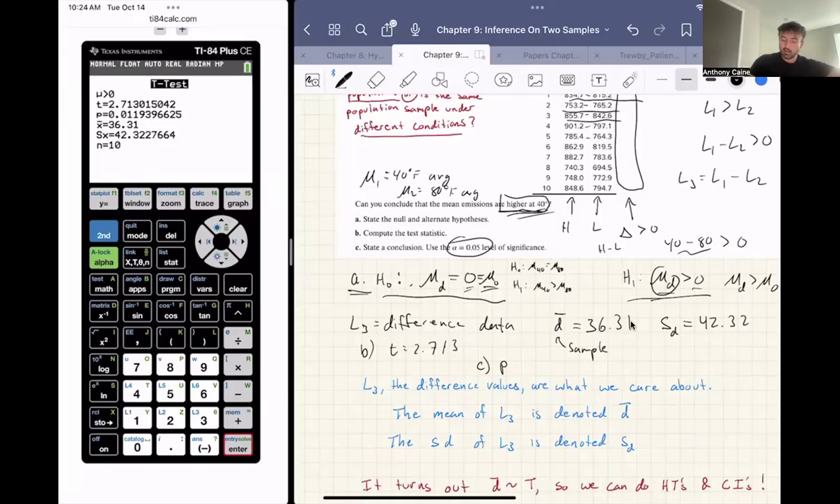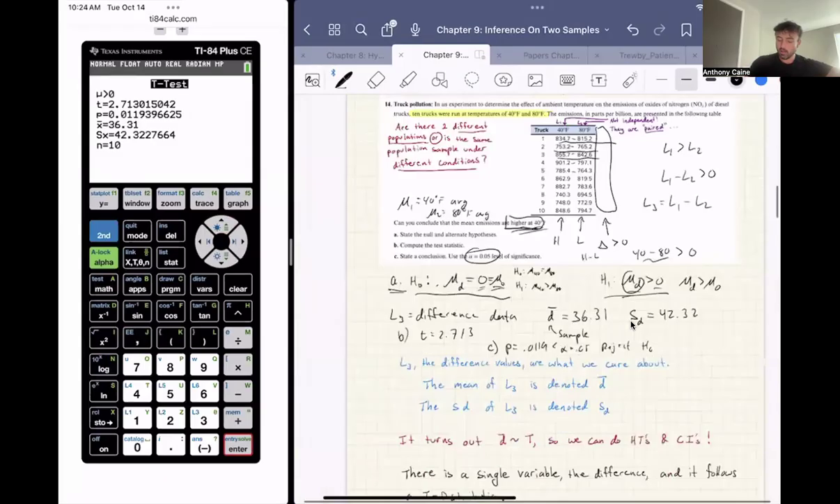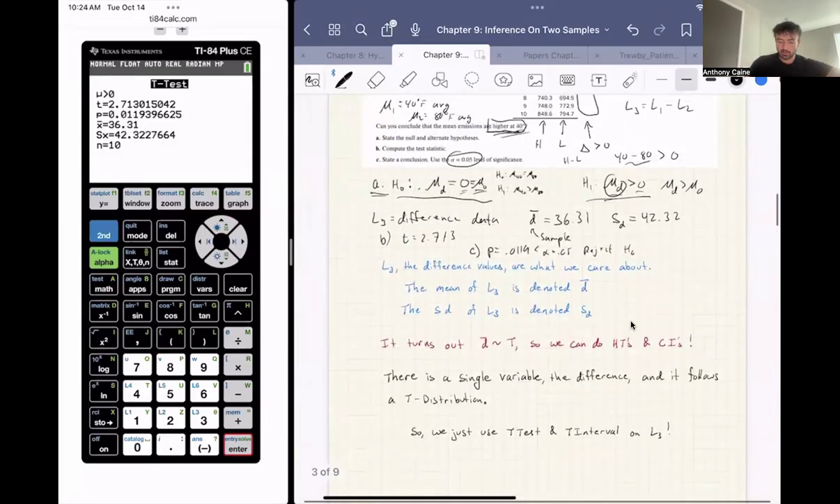So C, the p-value is 0.0119. That's less than the alpha value of 0.05, so we reject H naught. That's essentially stating the conclusion right there. Okay, so I should have another example like this, but let's see what I wrote.